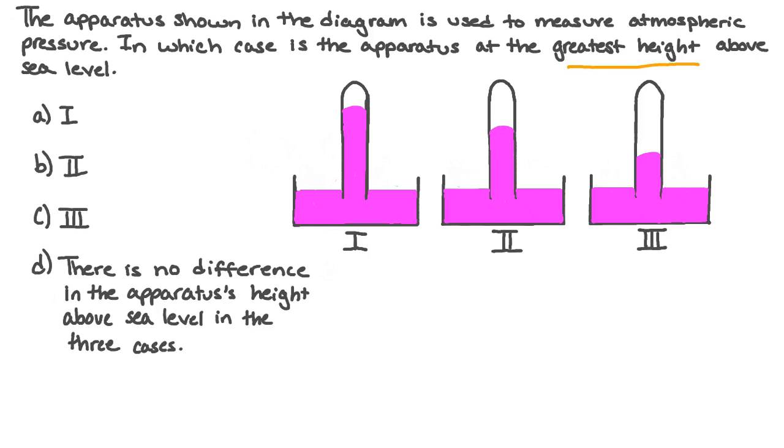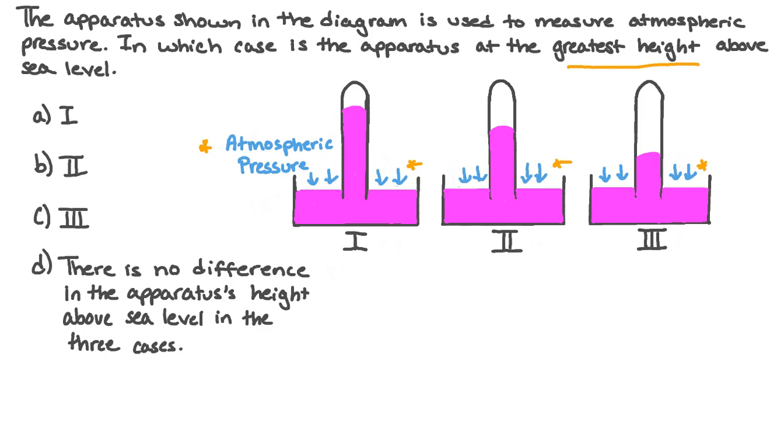In the diagram, we have an apparatus for Roman numeral 1, 2, and 3, which in each case is filled with liquid mercury. In each case, there is a dish filled with mercury on the bottom and a test tube that is filled with mercury that's flipped upside down inside the dish. To determine which of the apparatus is at the greatest height above sea level, let's discuss how the apparatus works. In each of the three cases, the atmosphere applies a pressure to the liquid mercury in the dish, as shown by the blue arrows drawn into the diagram.